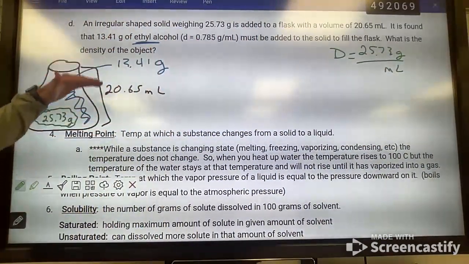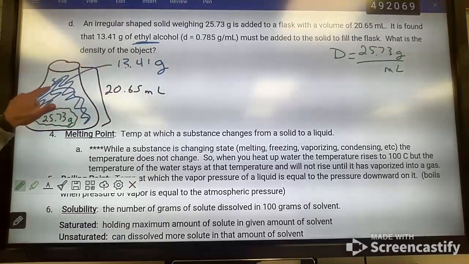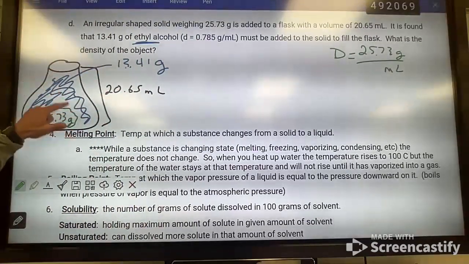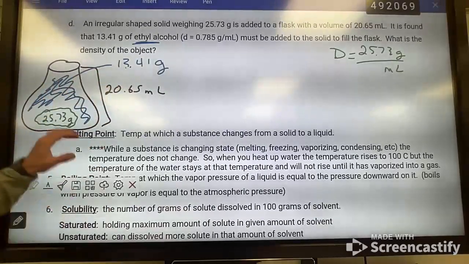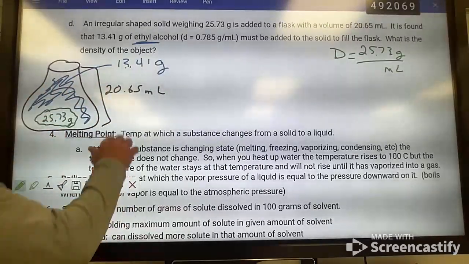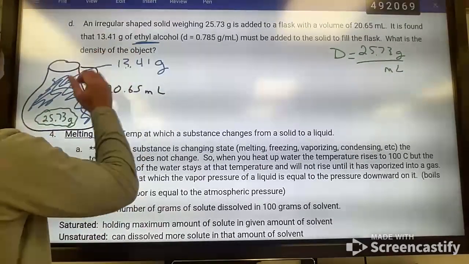Well, we know the whole flask is 20.65. We filled it with this much alcohol. If we can find how much space the alcohol takes up, subtract from that, we can figure out how much space just this object takes up in here. So I take this 13.41 grams of ethyl alcohol.